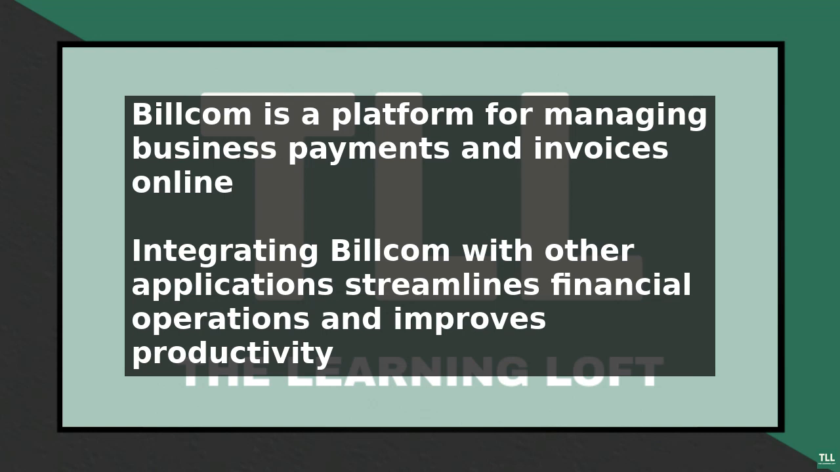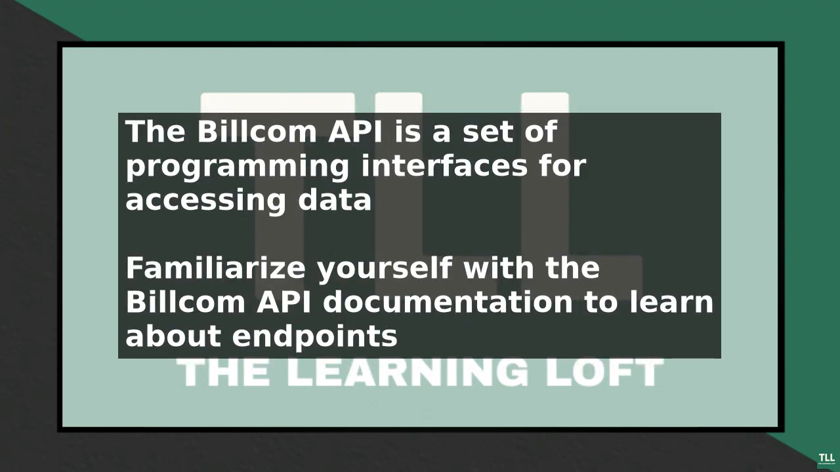Step 2. Setting up API keys and authentication. To access the Bill.com API, you need to set up API keys and authentication. Log into your Bill.com account and navigate to the API settings page. Generate a new API key and secret key and note them down for future use. You will use these keys to authenticate your API requests.